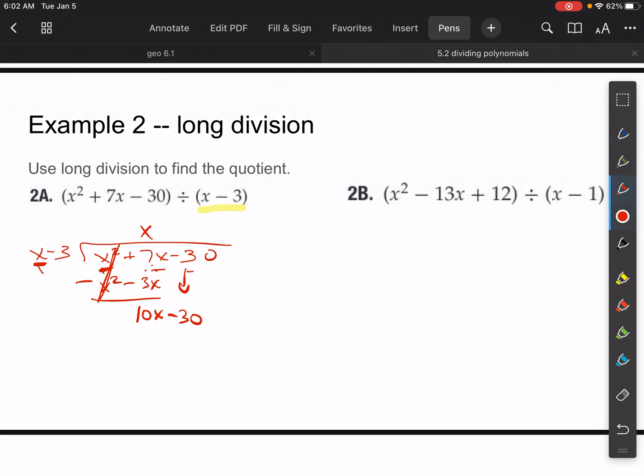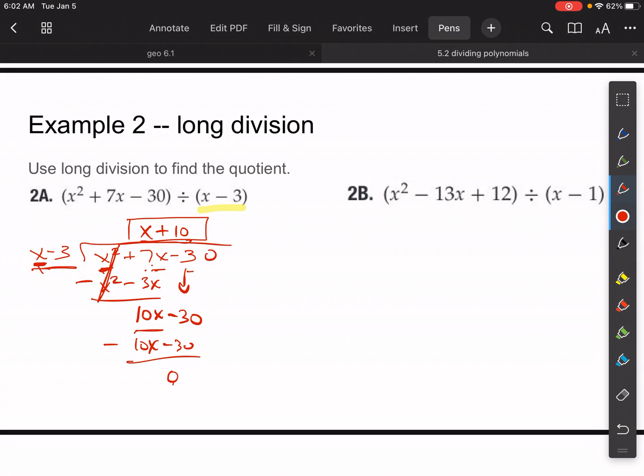Okay, and then x goes into 10x 10 times, so I'm going to say plus 10 here. 10 times x is 10x, 10 times negative 3 is negative 30. When I subtract here, I'm left with 0, and this is my answer. Okay, so if you took this x plus 10, multiplied it by x minus 3, you should get what's inside. Alright, so you can actually check your answer and do that out.